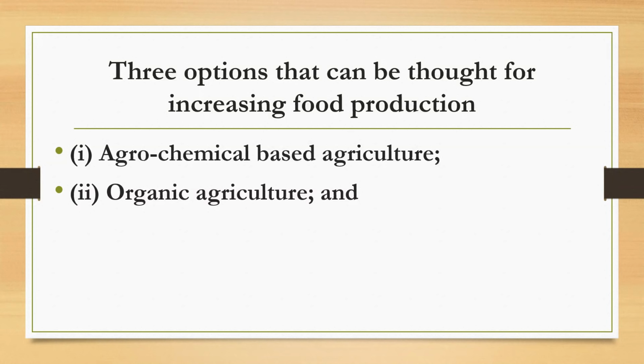The yield will be average, not very high. So this is the negative aspect. Lesser yield is the negative aspect, but no pollution and no harm to nature is a positive aspect. In the case of agrochemical based agriculture, the yield is high, but at the same time it causes harm to nature. So there are both positive as well as negative aspects.